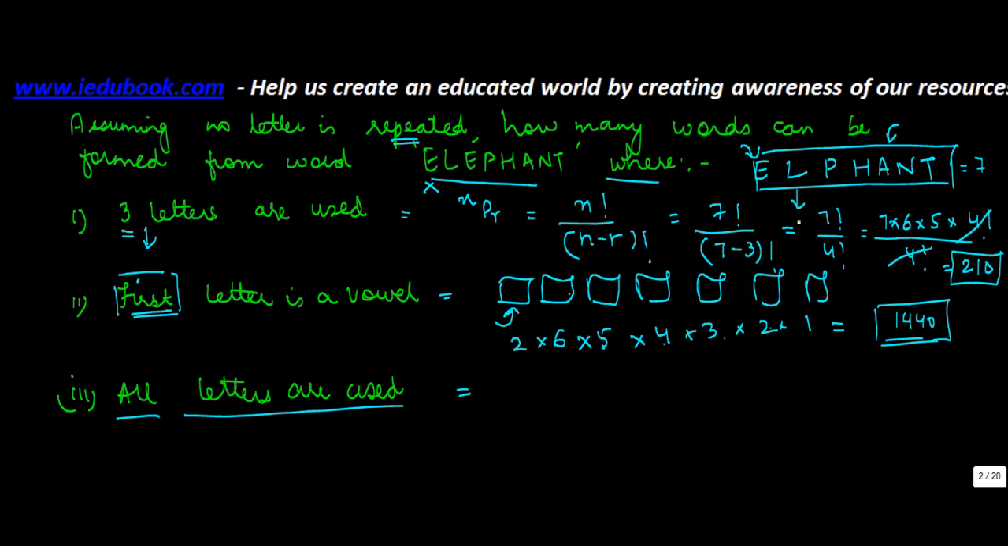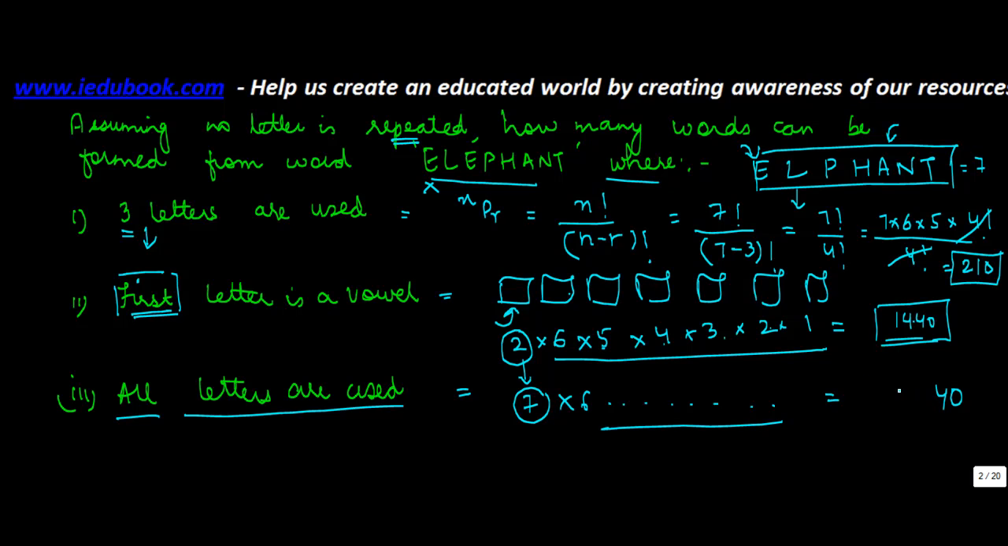Now, this one says all letters are used. So if you use all the letters, but there is no repetition, then it will be the same as this case. The only thing is that the first one, instead of 2, can be filled in by 7 items. So it becomes 7 into 6 into 5 and so on. You can do a simple multiplication of this. As you do it, what you will get is 5040.